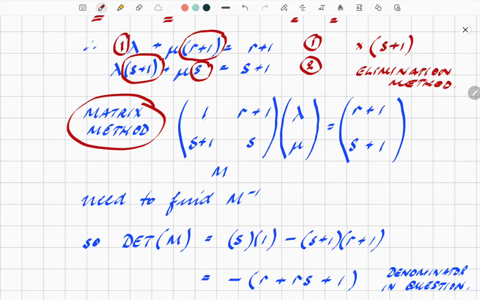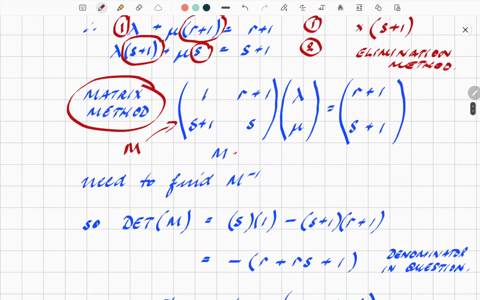So that's where we get the matrix M from. I've labeled that as M. All right. And the matrix is 1, reading across R plus 1, bottom line S plus 1, S. So 2 by 2 matrix. All right. Times the variables lambda and mu. And the results are R plus 1, S plus 1.